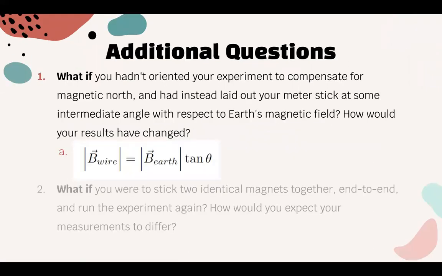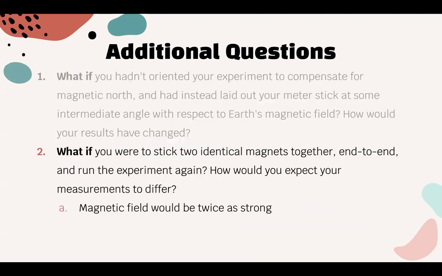If we hadn't oriented our experiment to compensate for the Earth's magnetic field, we would have had to take into account this equation, which relates the magnitude of the Earth's magnetic field to an external magnetic field, such as that of a bar magnet. And as you can see, it includes taking the tangent of the angle between them.